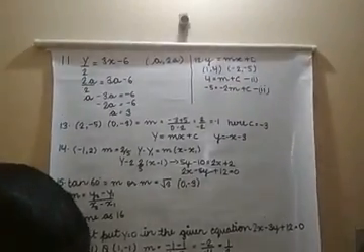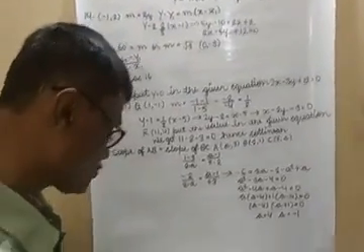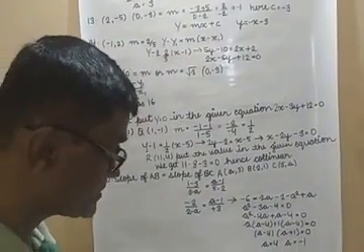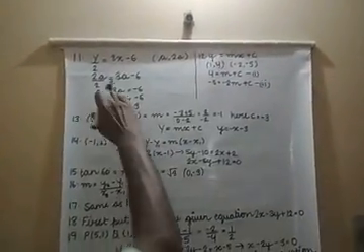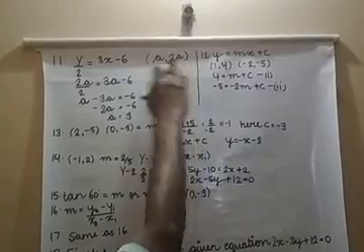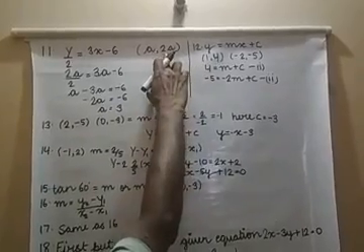So we are continuing with the chapter, that is equation of straight line, and question number 11. It is given to you that (a, 2a) lies on the line y/2 = 3x - 6. So first of all, note down the equation and note down the coordinates. Just in place of x put a and in place of y put 2a.